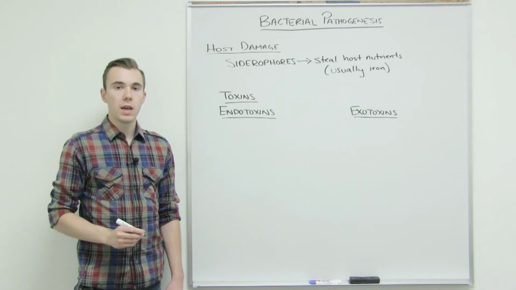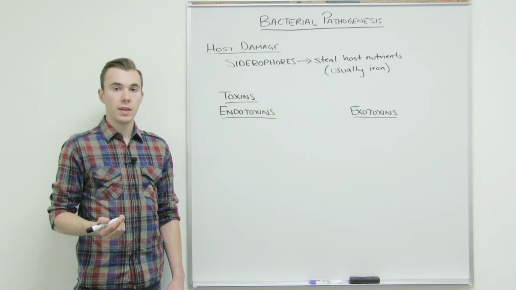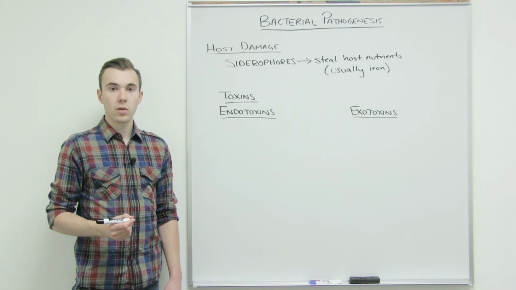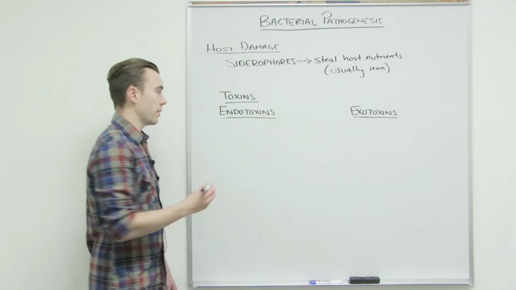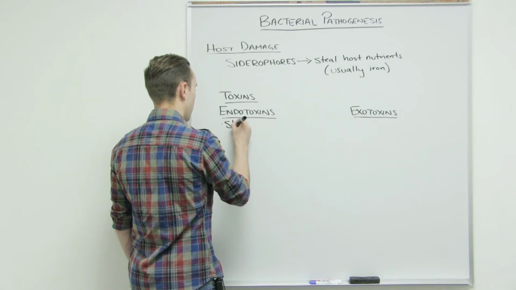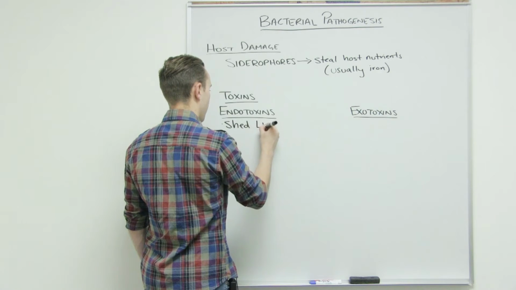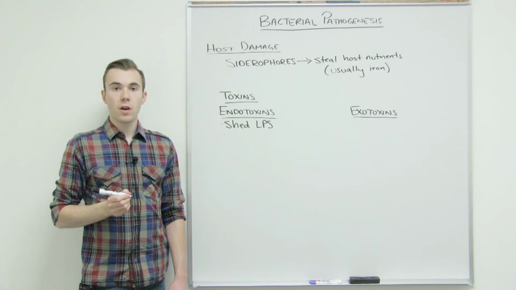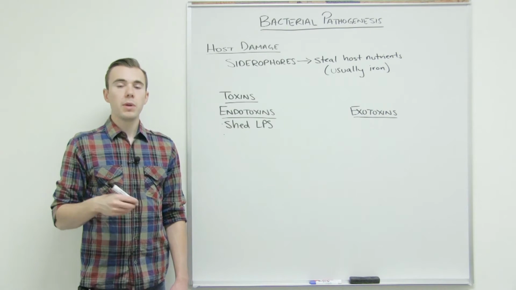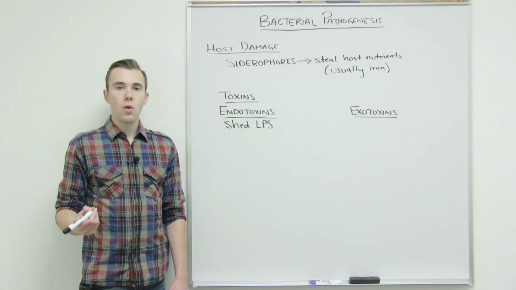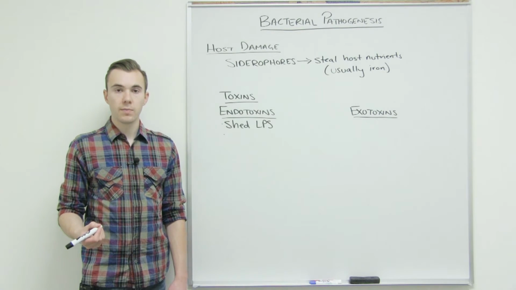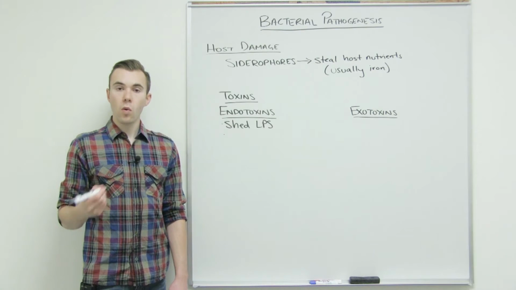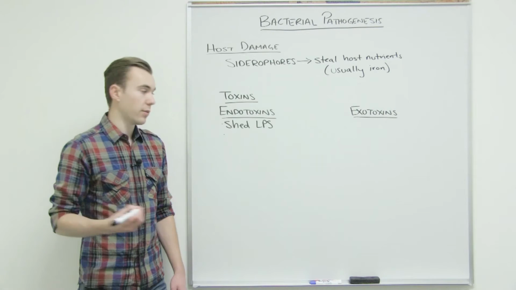Starting with endotoxins, endotoxins are all the same thing. They're all the same bacterial structure, and the structure is LPS, commonly known as lipopolysaccharide. LPS is found on the outer membrane of bacteria. Because only gram-negative have an outer membrane, only gram-negative are going to have an endotoxin. In addition, LPS is found in every outer membrane, so therefore it's going to be only and all gram-negative.